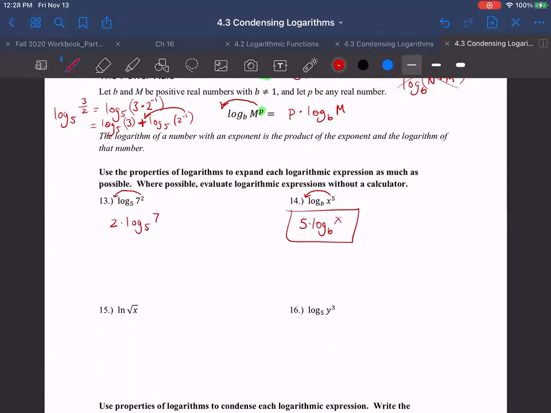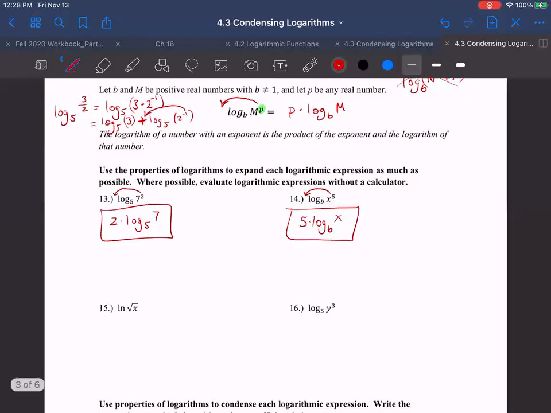All right, so go ahead and try the next two there and see if you can get those done, and I'll pause this for a minute while you work on them.